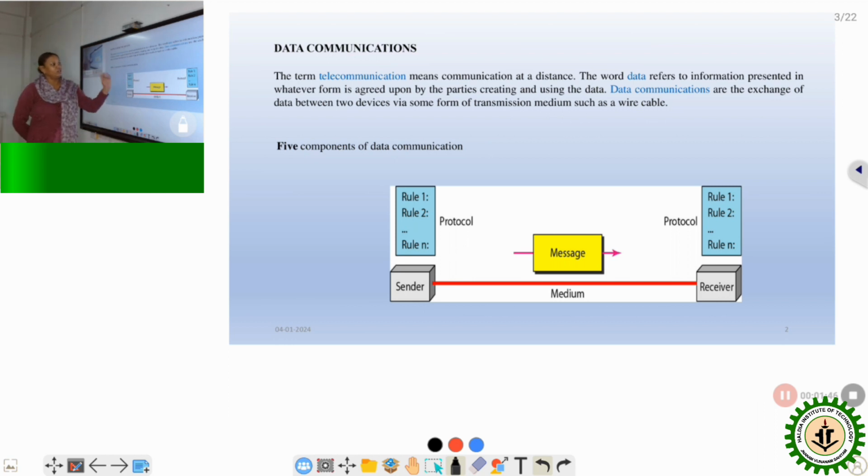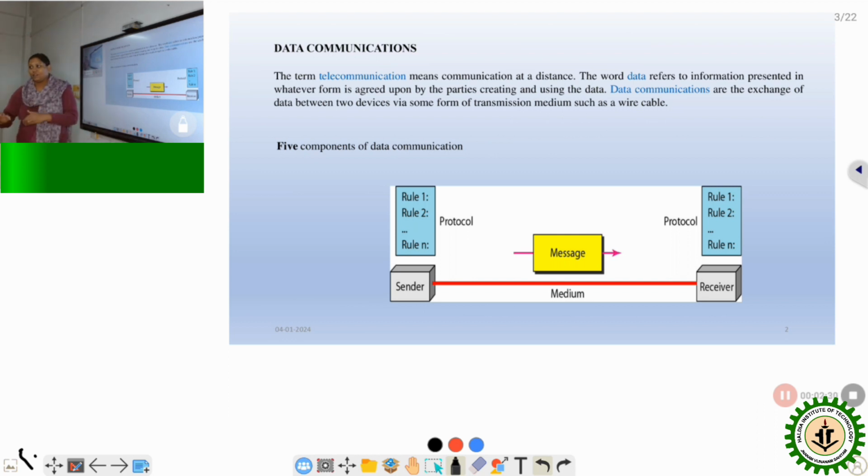Data communication is the exchange of data between two devices via some form of transmission medium, such as wire cable. Here a new term is introduced: the transmission medium. The transmission medium means the way, the path by which data is communicated from one end to another. One example is the wire cable, that is the line. Sometimes it is wireless also. When data is exchanged between two parties, devices or people through some transmission medium, it is known as data communication.